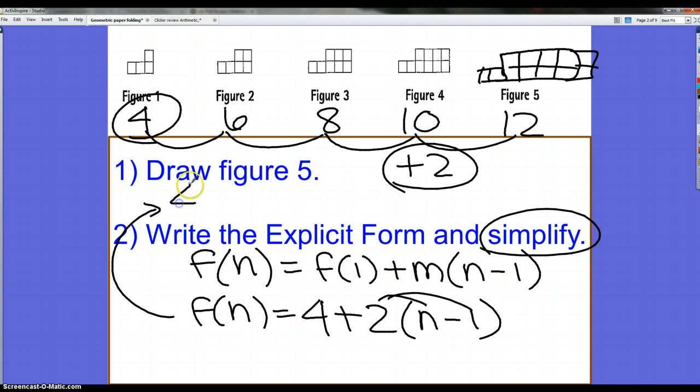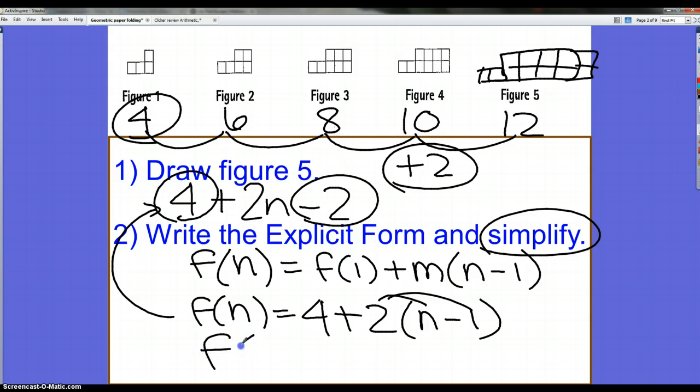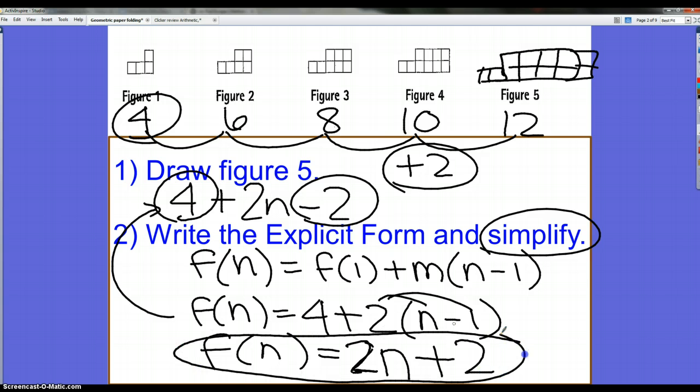So we're going to have 4 plus 2n, and then 2 times negative 1 is minus 2. If I combine like terms, then f of n is really equal to 4 minus 2 is just 2, so it's 2n plus 2. That would be our simplified form.